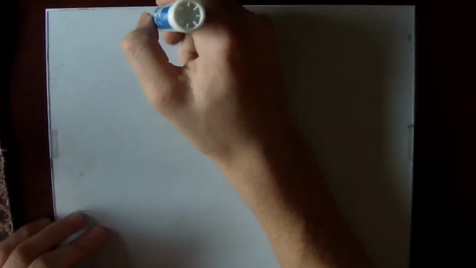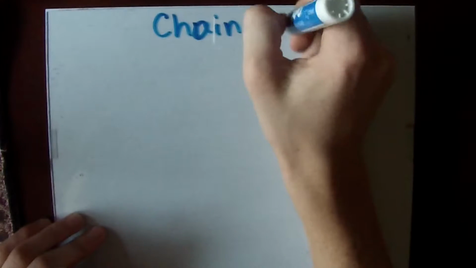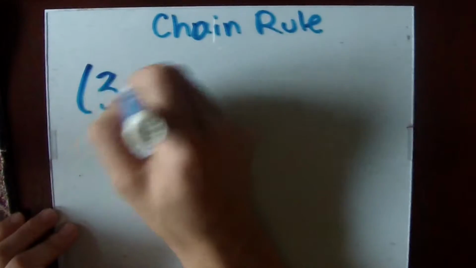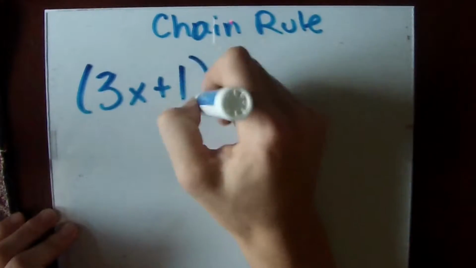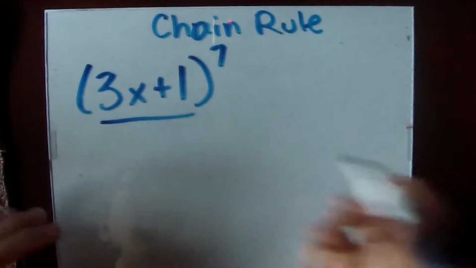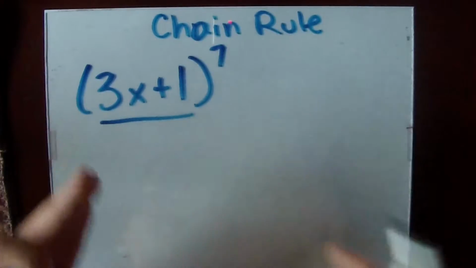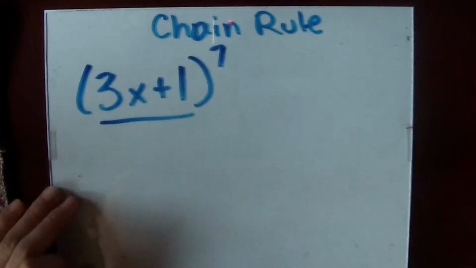Okay, so today I'm going to show you how to solve functions using the chain rule. So the chain rule is used to solve functions such as this, which can't just be solved by taking the derivative of this inner function. You have to take the derivative of something that is times itself 7 times over. So you can't just take the derivative of that normally.